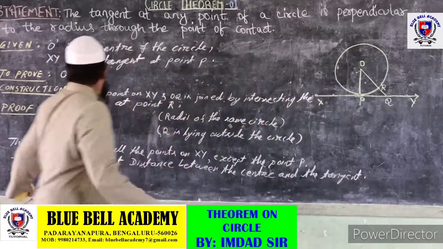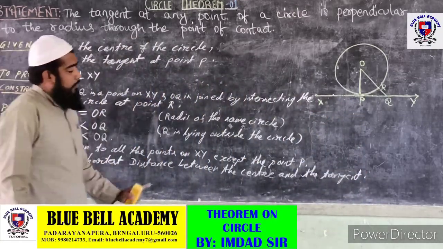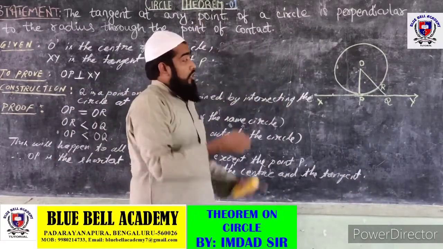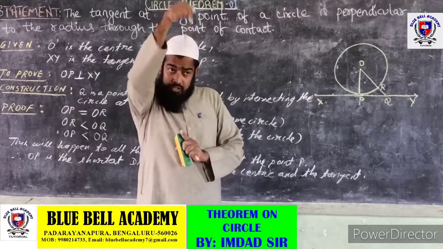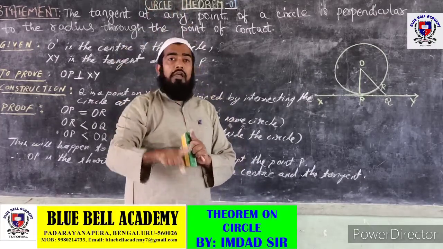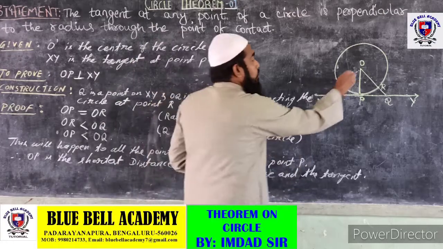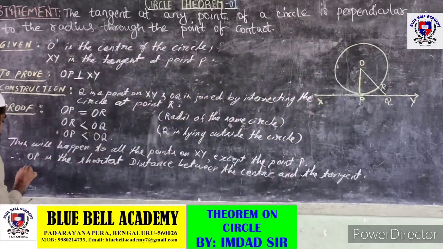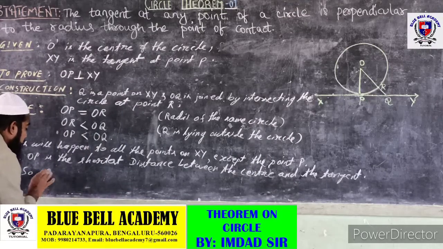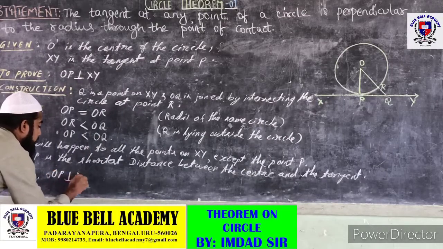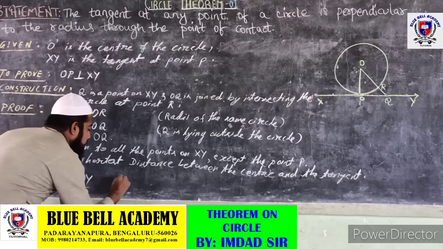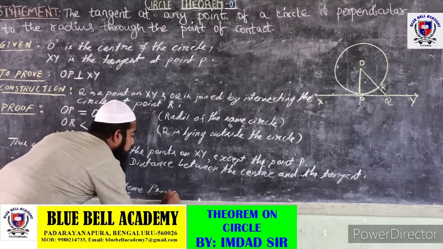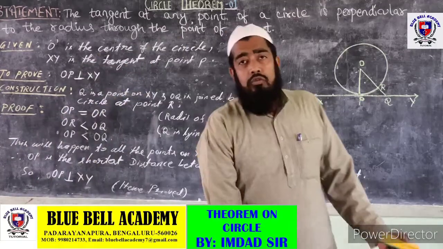Okay? So what we got? OP is the shortest distance between the center and the tangent, and the shortest distance is always a straight line or a perpendicular line. Because of that we can conclude OP is perpendicular to XY. We have to say here, so OP is perpendicular to XY, then we can say hence proved. Hope I have made you understand.